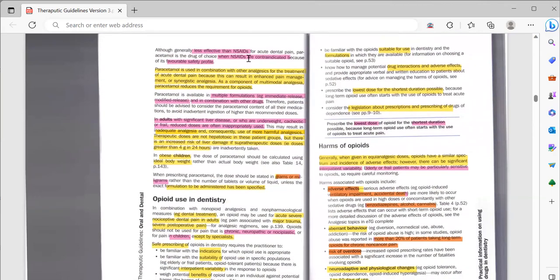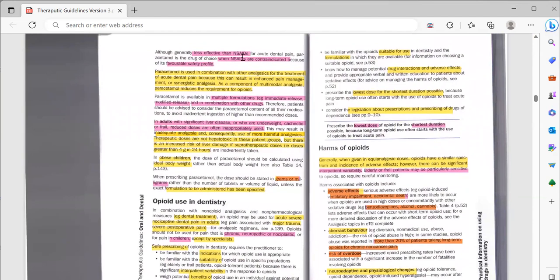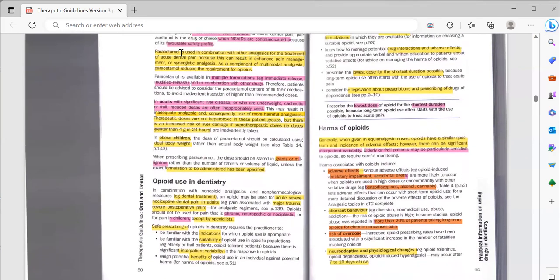These are less effective than NSAIDs because dental pain is mainly inflammatory in action, and NSAIDs work as anti-inflammatory drugs. So that is the most effective, right? But as we read in previous pages, they do have certain contraindications in which patients we cannot really prescribe them. So in those cases, paracetamol is the drug of choice due to its favorable safety profile.